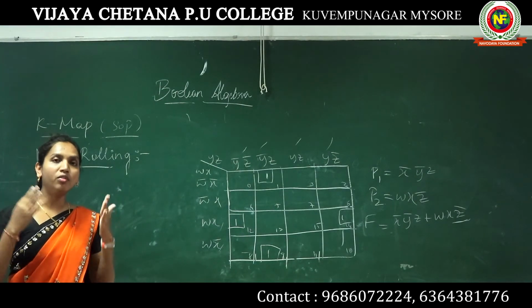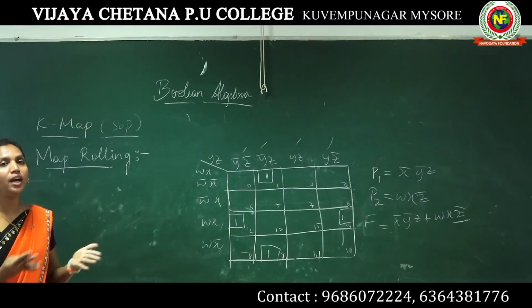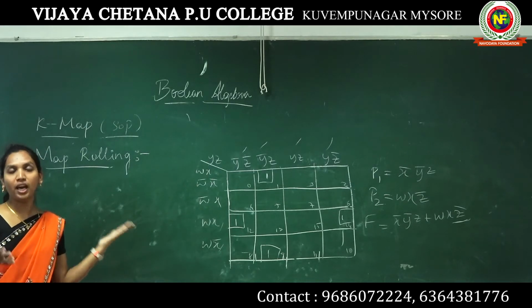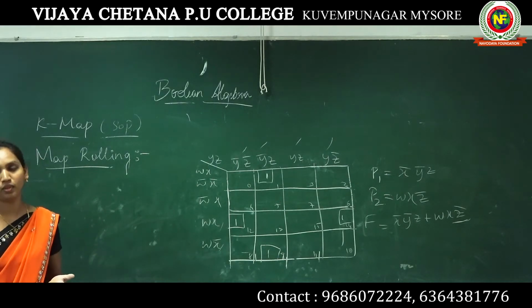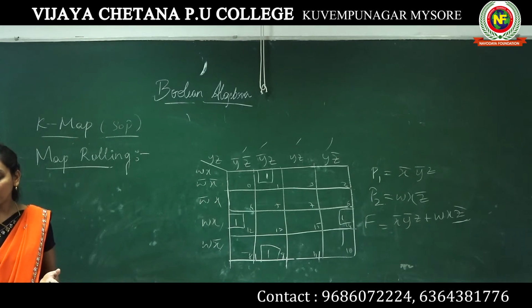So while you are solving the problem, you have to apply pair, quad, octet, map rolling, everything in one problem. In one problem you apply everything.